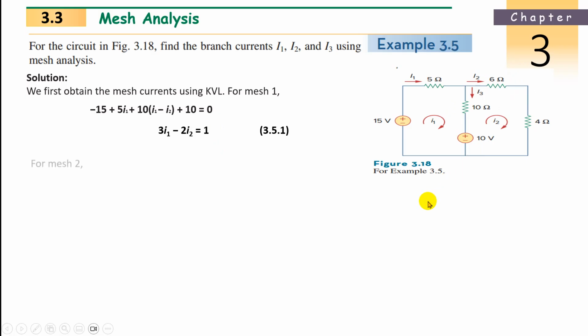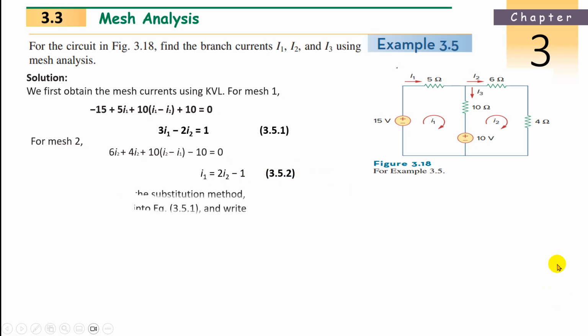Now coming to the second loop, somewhat tricky. Check here: 6 I2 plus 4 I2, good. 10 times I2 minus I1, minus 10 because leaving. Yes, minus 10 because leaving. Now rearrange this equation: I1 minus 2 I2 equal to minus I1. You have to rearrange this one. Now by using the elimination technique, I1 is equal to 2 I2 minus I1; substitute here, then you will get I2.